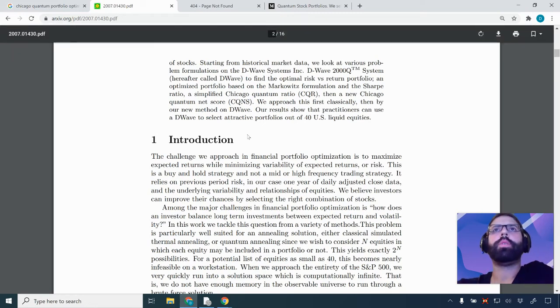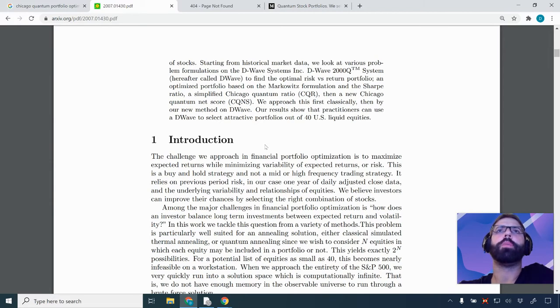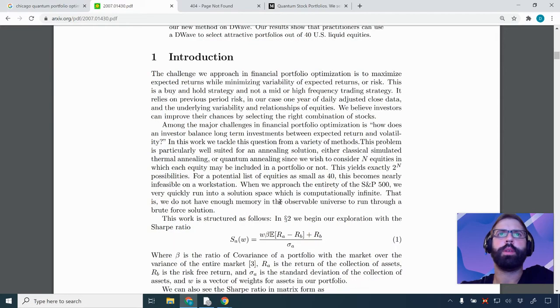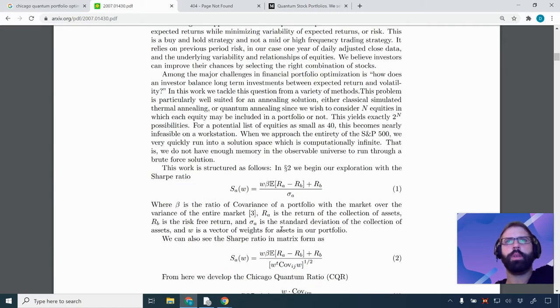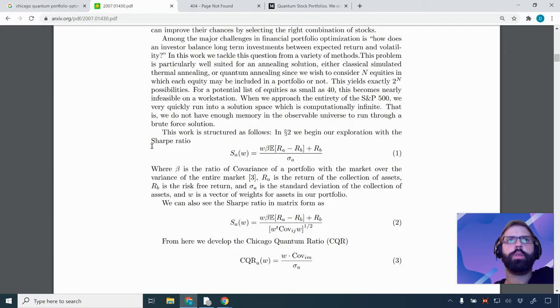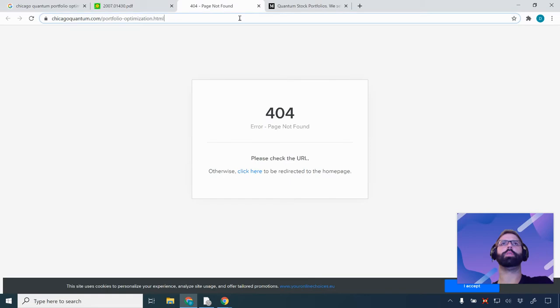Okay, so to find an optimal risk versus return portfolio, an optimized portfolio based on the Markowitz formulation and the Sharpe ratio, a simplified Chicago Quantum Ratio, then a new Chicago Quantum Net Score. Introduction. Okay, so here we have the Sharpe ratios, these things, right? First, let's try to understand these. So what is the Sharpe ratio?